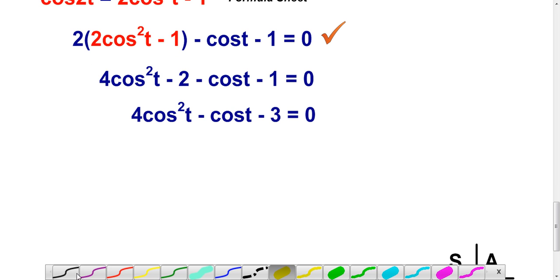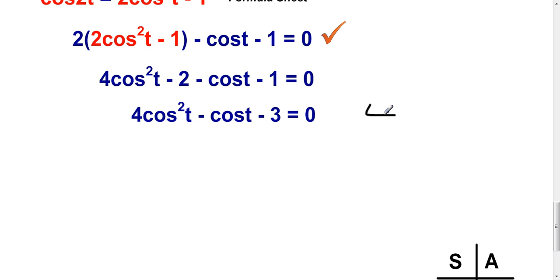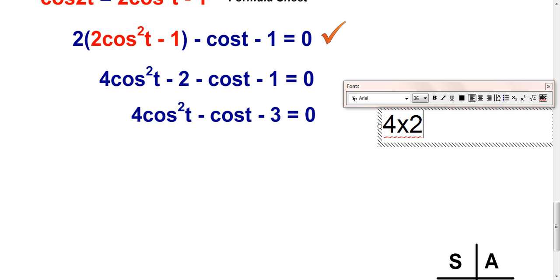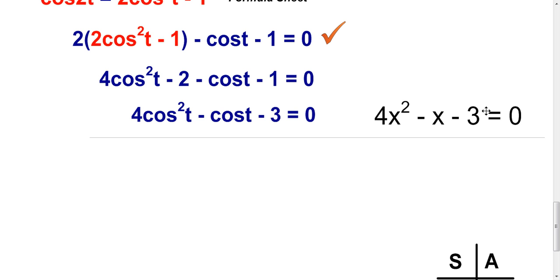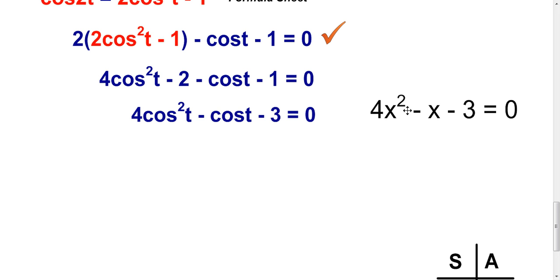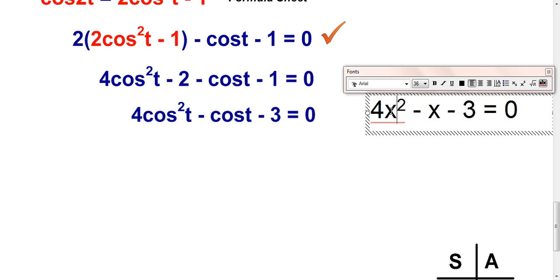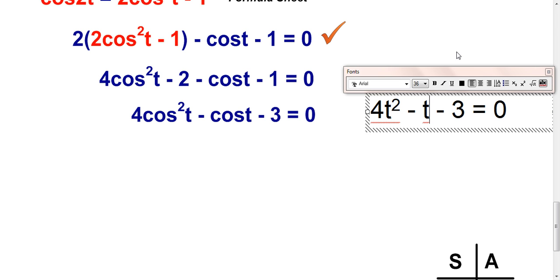Now some people find it easier to think of this as, in fact, I'll type it, 4x squared minus x minus 3. Change that. So people tend to find that easier to do. So that goes into double brackets just like this. The only difference is they've put a cos here. I suppose we could change that to t to make it even more the same.